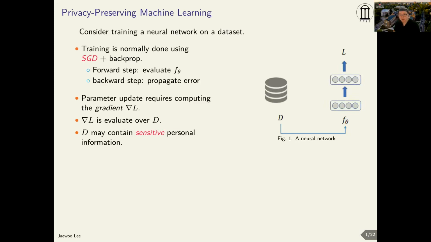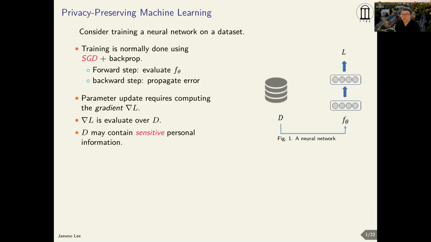During the backward step, this error information is propagated back through the network from the top to bottom, layer by layer. Using the gradient calculated by this backpropagation algorithm, we can update the parameter of our neural network.